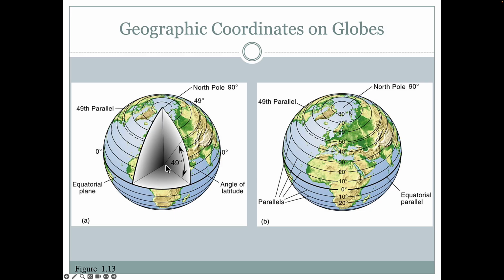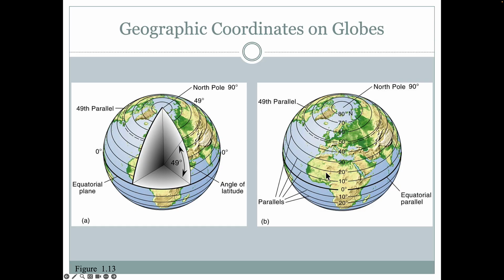And we can see it's an angular measurement. We're measuring it by how big of an angle it is between the plane that would cut through the equator and this line that's shown here at 49 degrees. So it's not a measure of distance, it's a measure of angles, and we can put all of those lines on a map, like on a globe like this, and we can see that it runs from 0 to 90 north, 0 to minus 90 or 90 degrees south.